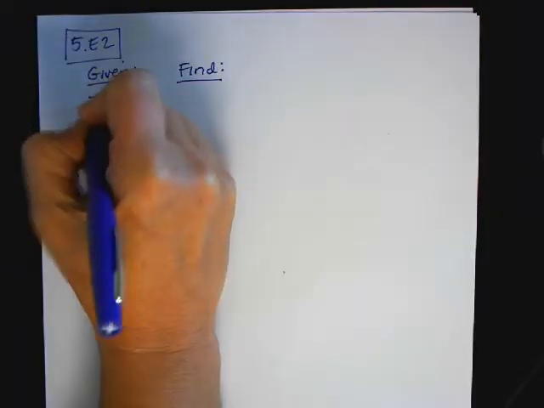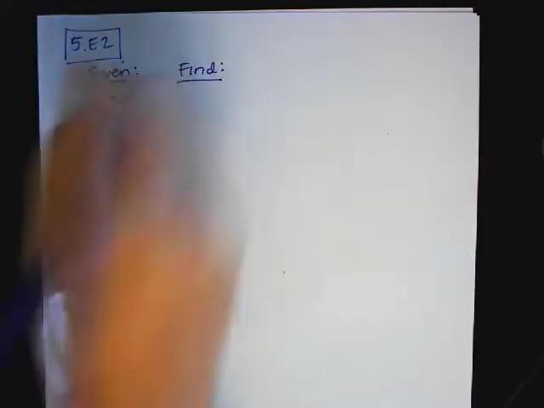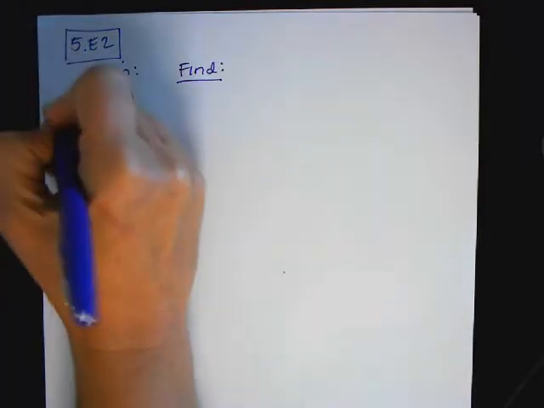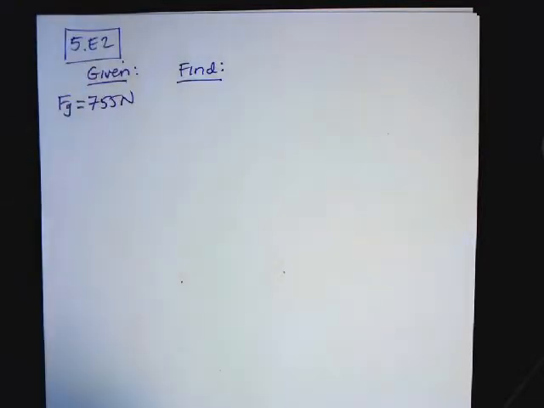I have 755 newtons. Now, if I'm not sure what something is, I look at the unit. This is newtons. So newtons is a unit of force, so that's his weight, not his mass. So you have to be careful when you're reading the problem. He drops from a board 10 meters above the water surface.